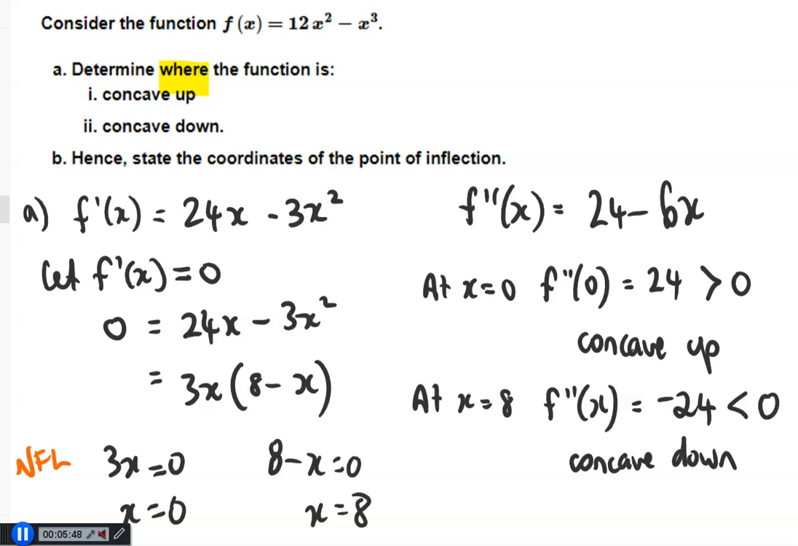All right. Could you have a go, could you tell me what to do for B? Coordinates of the point of inflection. Go.